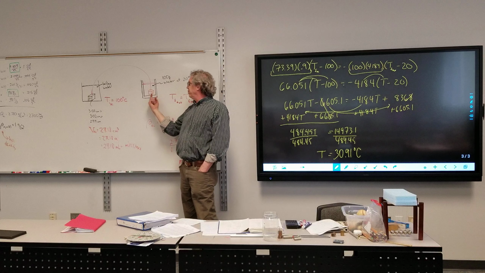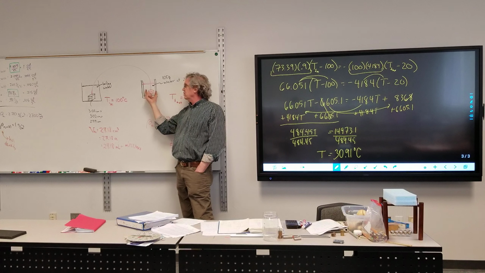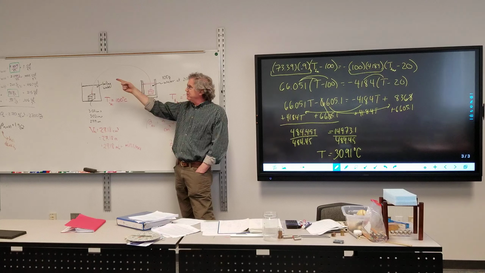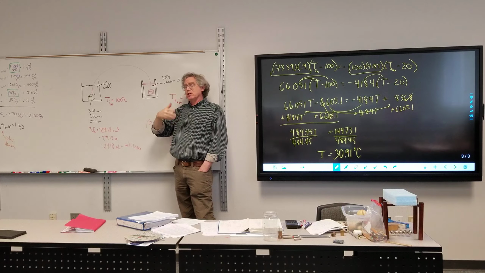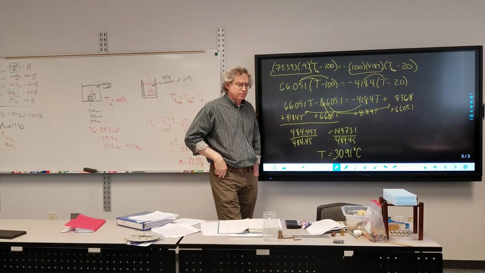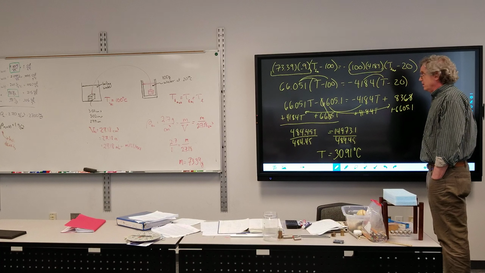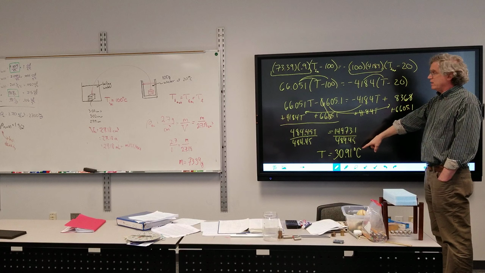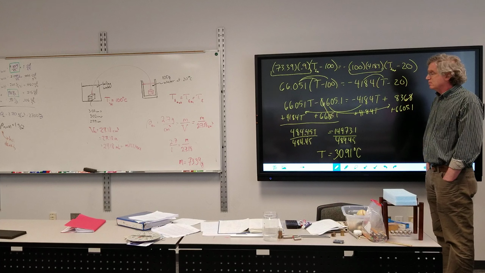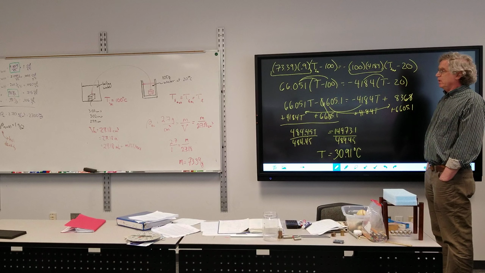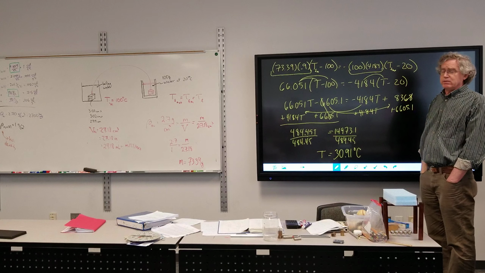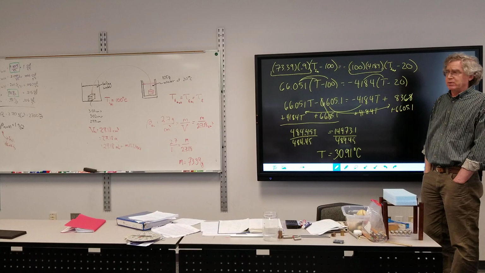So I have an aluminum block here and water. Since the water has a much higher specific heat, more thermal inertia, I do not expect the temperature of the water to change as much as that for the aluminum. And in the end, the water changed about 10 degrees Celsius, and the aluminum changed about 70 degrees Celsius. So that matches what I would expect.